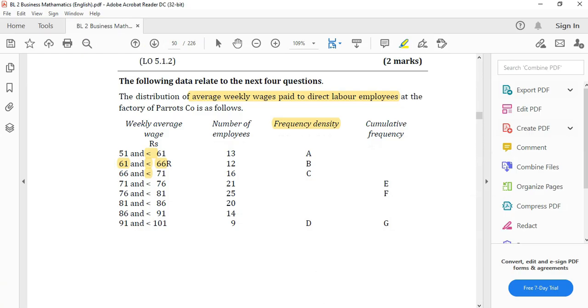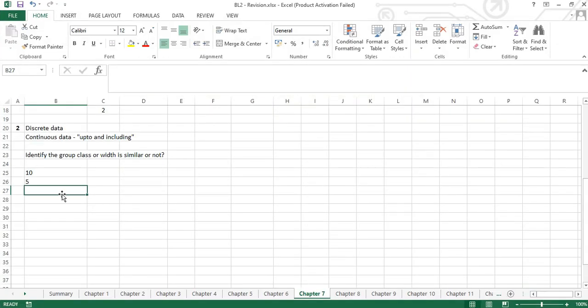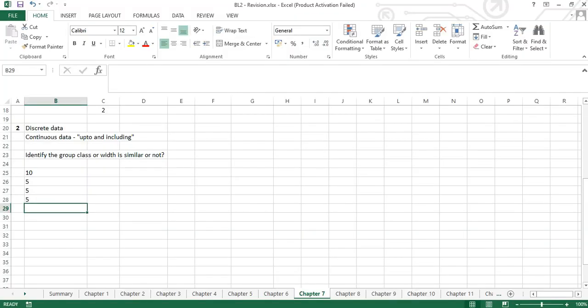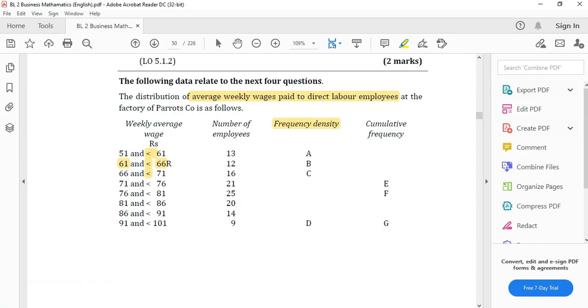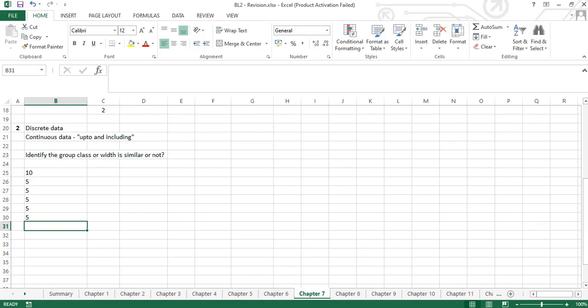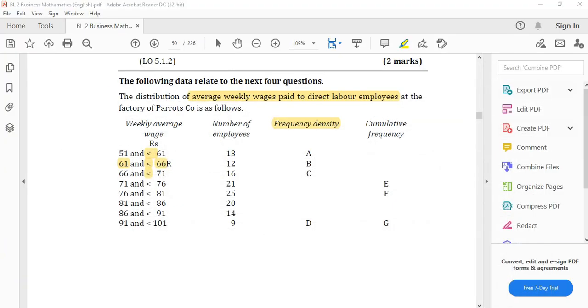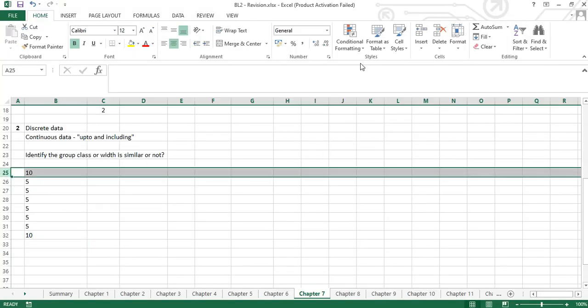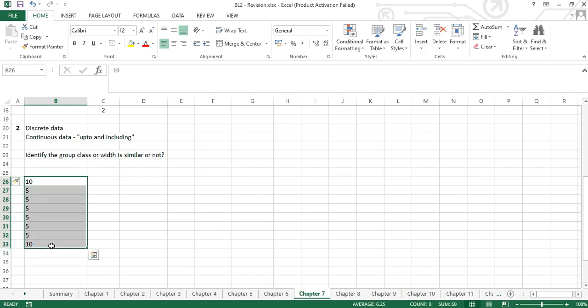Next one, 66 minus 71. 71 minus 66 is again 5. 71 to 76 is again 5. 76 to 81, again 5. 86 to 81 is 5. 91 to 86 is again 5. And 101 to 91 is 10. So this is the current class width.